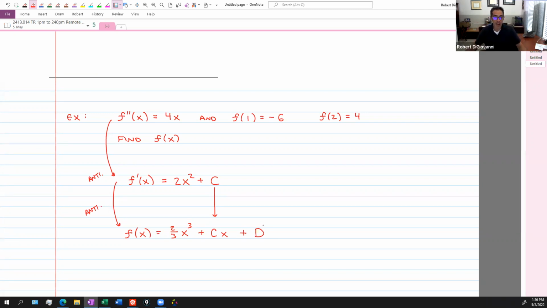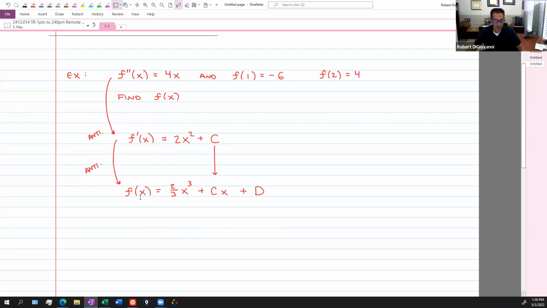So this is what I know about f so far. I know f(x) must be 2/3 x cubed plus some constant times x plus some other constant. And I don't know what either one of those are, right? But I have some information. I know that when I plug 1 into the original function, I should get -6.